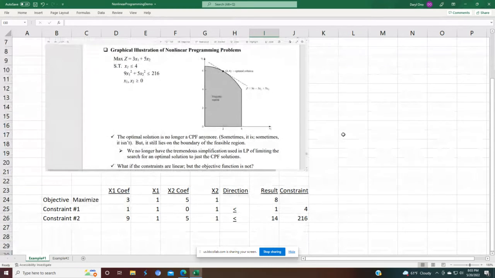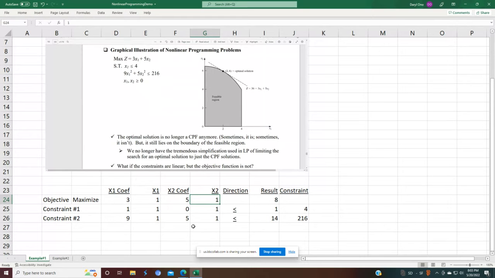You can see down here, I've set up our matrix again. We're looking at the objective function, which we want to maximize: 3 times x1 plus 5 times x2. Here's the coefficient of 3 for x1. We'll set x1 equal to 1 initially. Here's the 5, the coefficient for x2 in the objective function. We'll initially set x2 equal to 1.